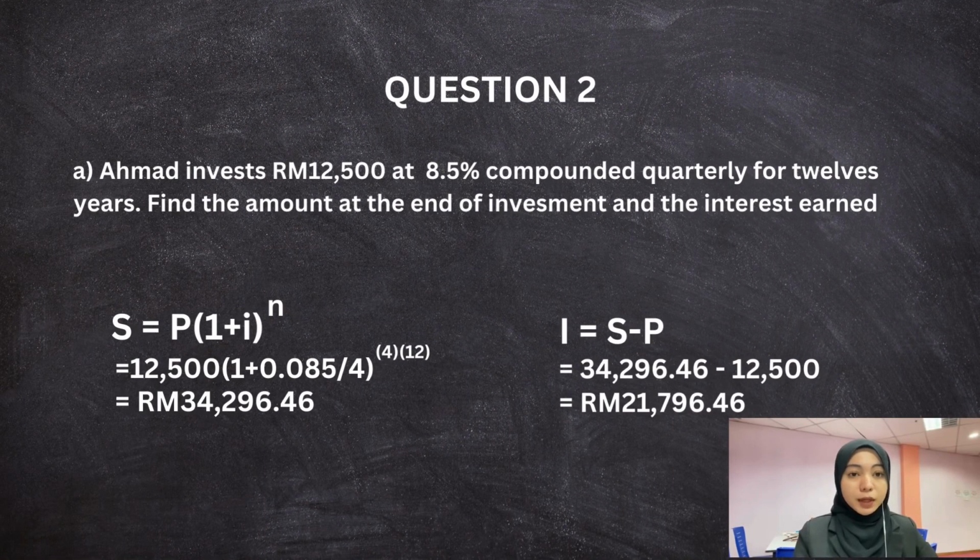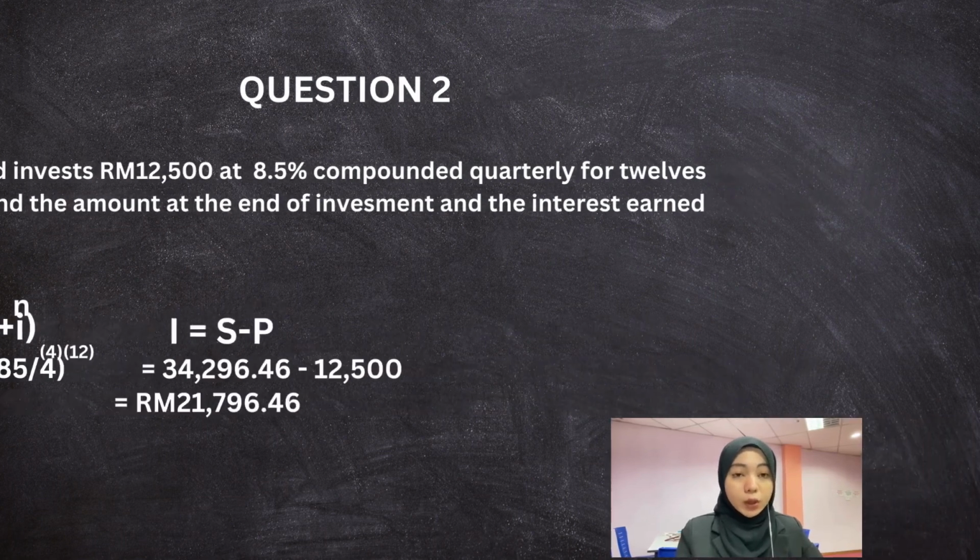Question 2, Example A. Ahmad invests RM12,500 at 8.5% compounded quarterly for 12 years. Find the amount at the end of the investment and the interest earned. So the solution of the first one is S equals P(1 + i)^n, which is 12,500(1 + 0.085/4)^(4 × 12). And the answer is RM34,296.46.